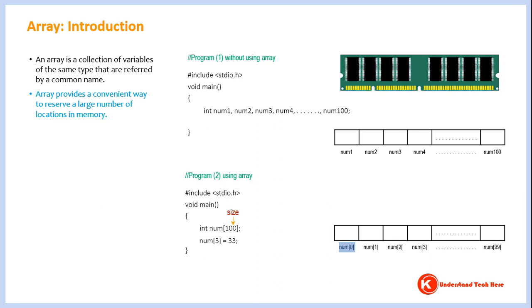It's important to understand when you declare an array, this number is the size. But when you use an individual element of an array, this number is the index or position. How do you refer to the last or 100th location in our example? By num99. If you say num100, in fact, you are trying to use a location which you didn't reserve.